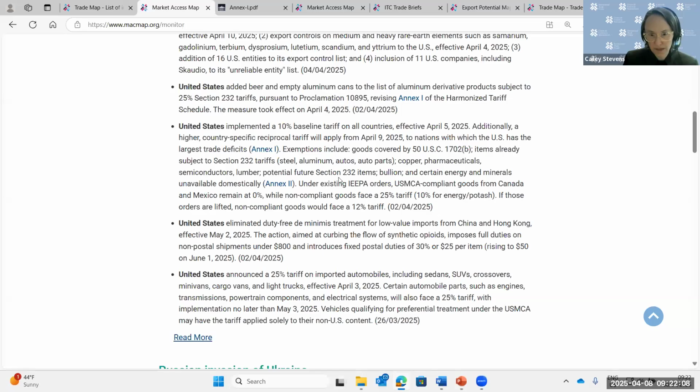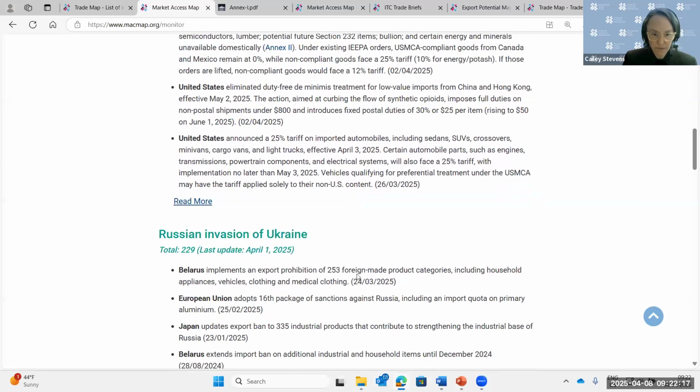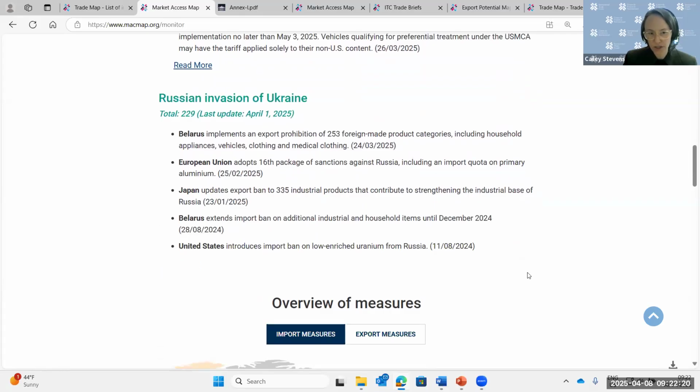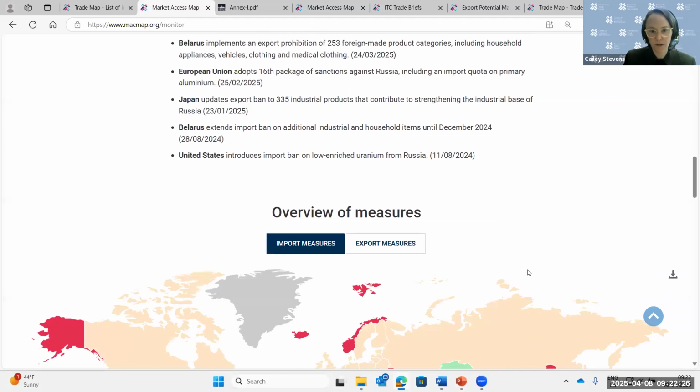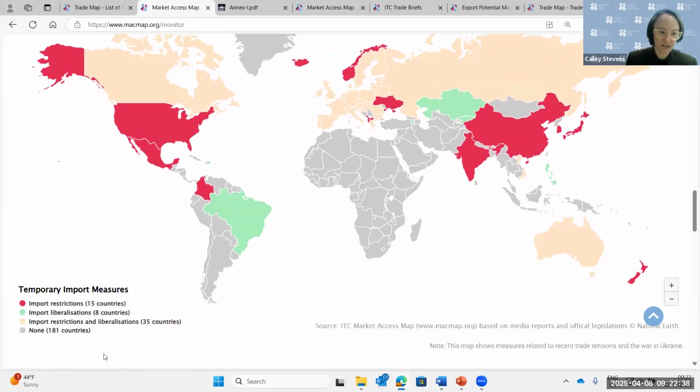And you can read the text here to understand the other exemptions. So we are now going to scroll down. And we also have information on trade measures that were implemented in response to the Russian invasion of Ukraine. And as we scroll down, we have this interactive map where you can look at import measures or export measures. And then the legend here also tells us if those measures are restrictive, if those measures are liberalizing, if the country has implemented both restrictive and liberalizing measures, or no measures at all.